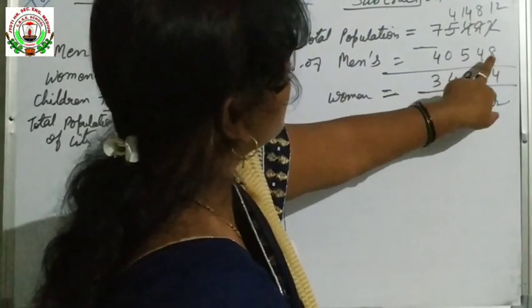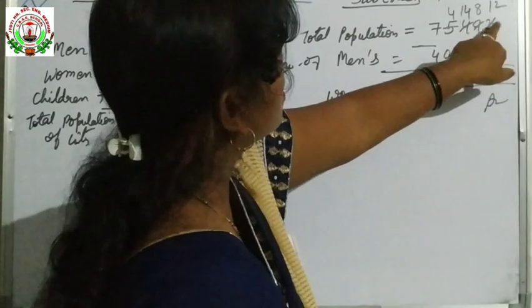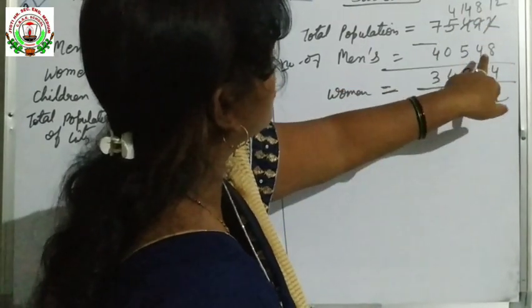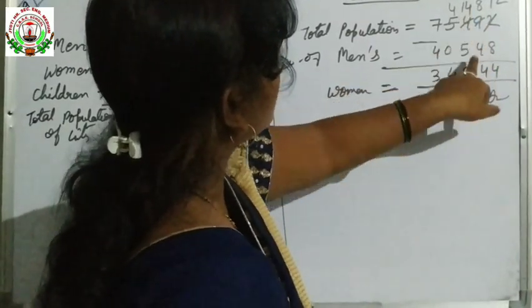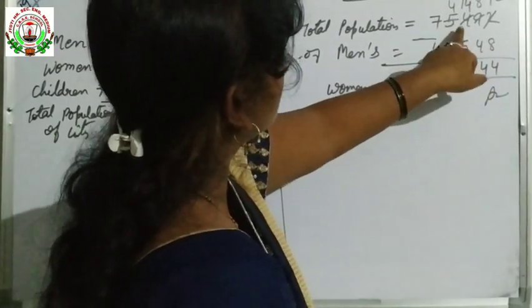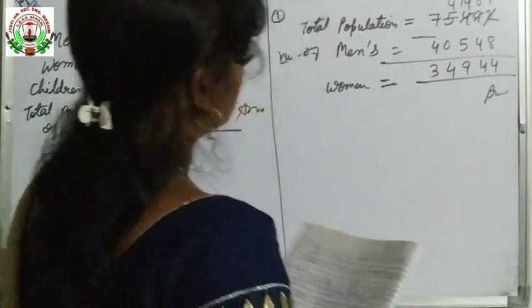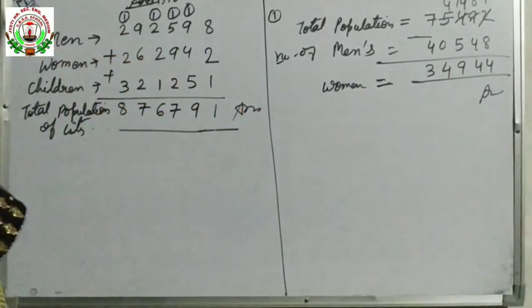Understood? Here we can't subtract 8 from 2, so borrow 12. 12 minus 8 is 4. It gave 1, so it becomes 8. 8 minus 4 is 4. We can't subtract 5 from 4, so again borrow. 14 minus 5 is 9. He gave 1, so it becomes 4. 4 minus 0 is 4, and 7 minus 4 is 3. So it is the number of women.